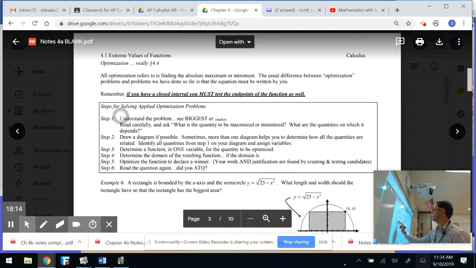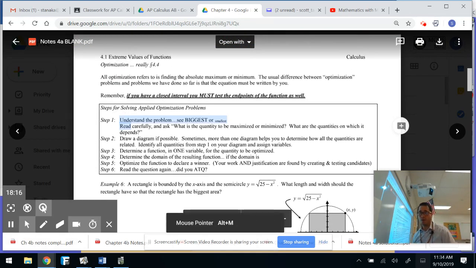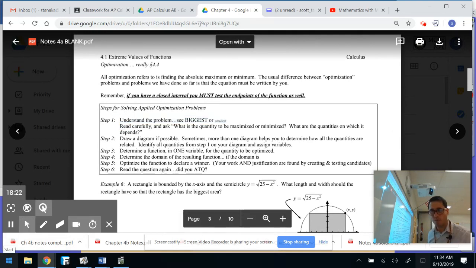If it was not, hit pause. All right, we only did one example. So what you need to do right now, if you want to be really successful in AP Calc, is you need to go and do some worksheet problems right now, even before we go on to optimization.